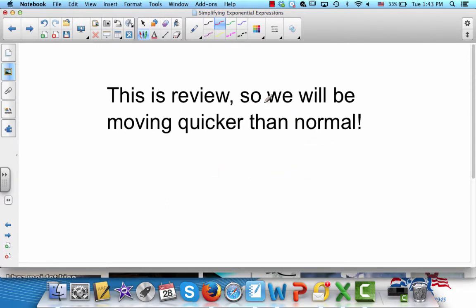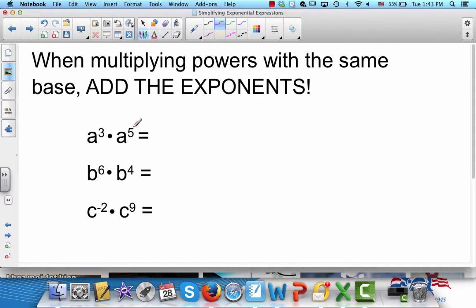Since this is a review, we'll be moving a little bit quicker than normal, probably with fewer examples than normal. First thing you've got to remember is when multiplying powers with the same base, add the exponents. So here we have a to the 3rd times a to the 5th. All you've got to do is write, as the middle step, a to the 3 plus 5, and that gives you a to the 8th.